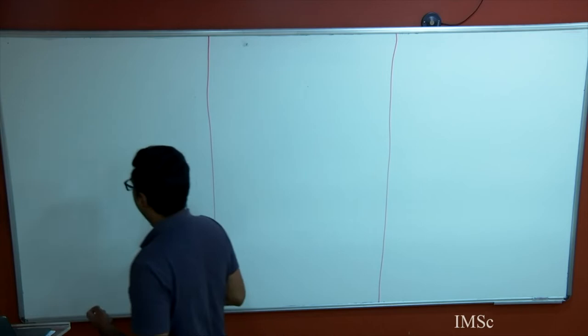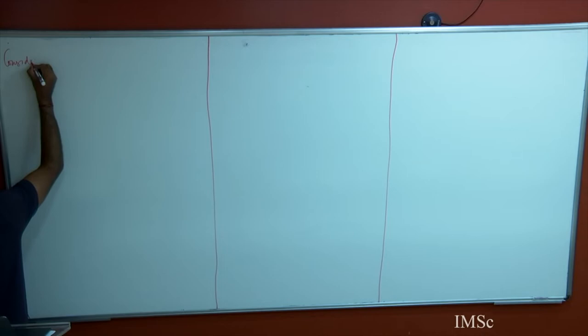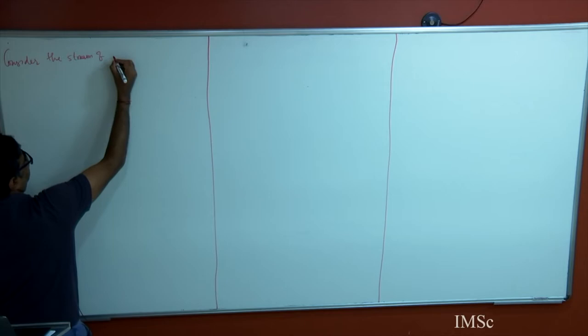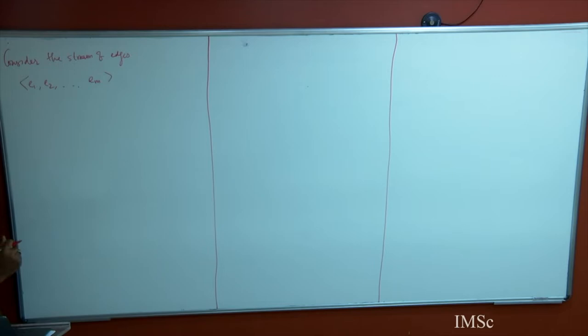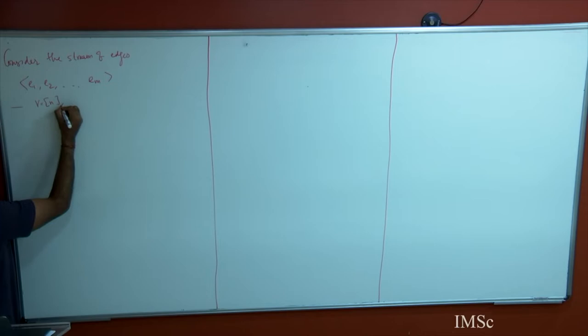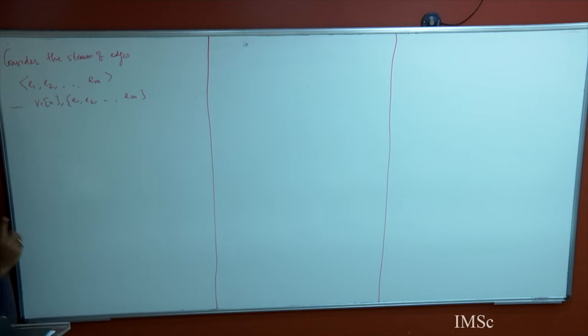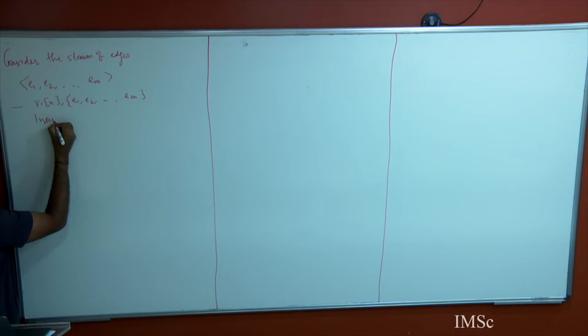So consider the stream of edges. Imagine that you have E1, E2, dot dot dot, EM. This is your stream of edges. This defines a graph on, say, V, which we'll denote by 1 to N, and edges E1, E2, ..., EM. So we are only talking about insertions of edges. There could also be deletion of edges, but for now, let's just focus on insertion of edges.